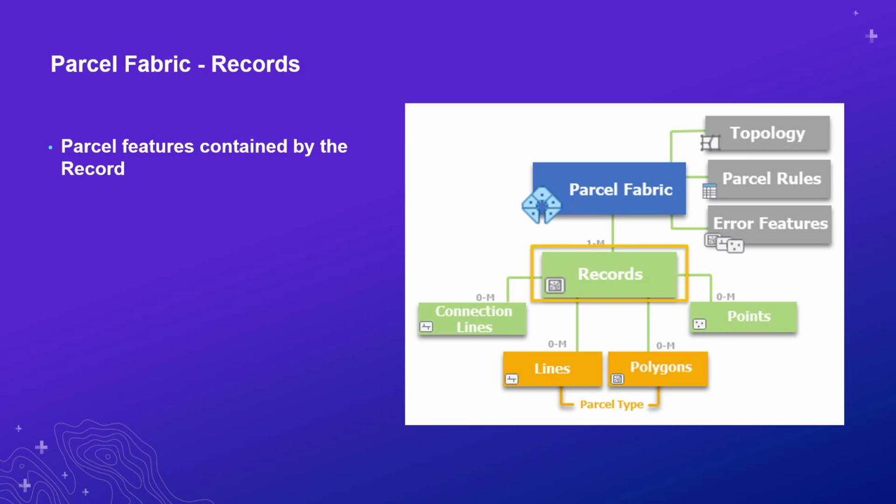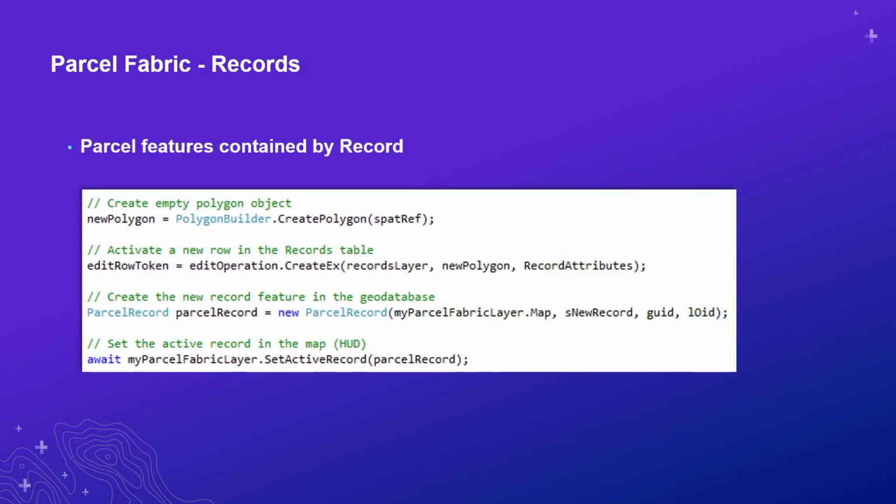And so parcel features are contained by the record, and when we create a record, we are basically just creating a standard feature in the records feature class. So you can create an empty polygon object, and we create a new record in the geodatabase, and then we set that active record to the record that we just created.